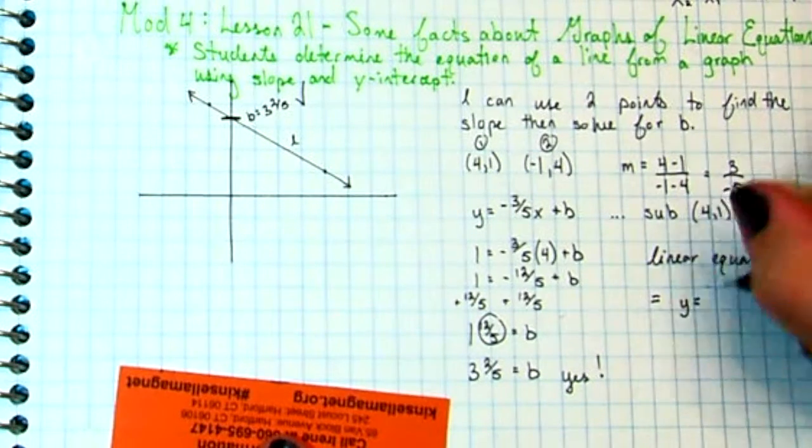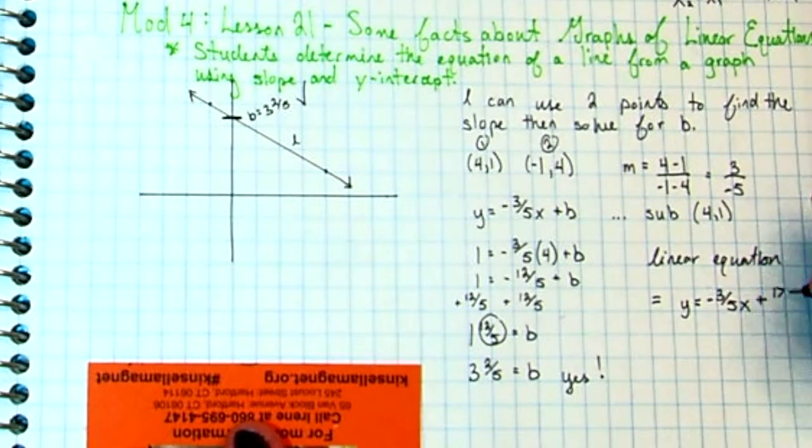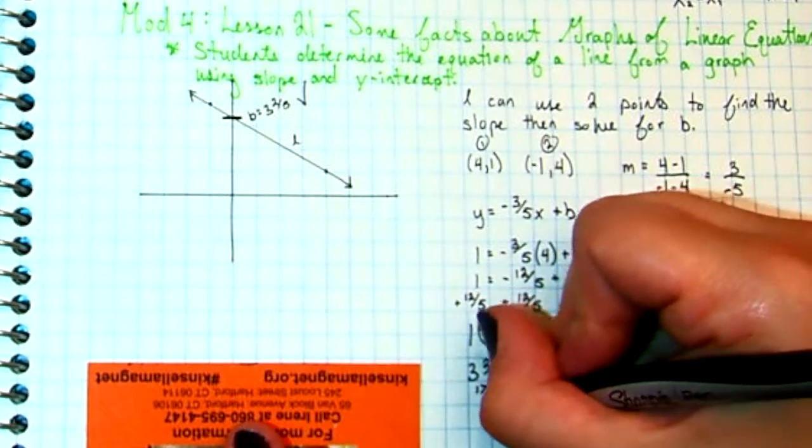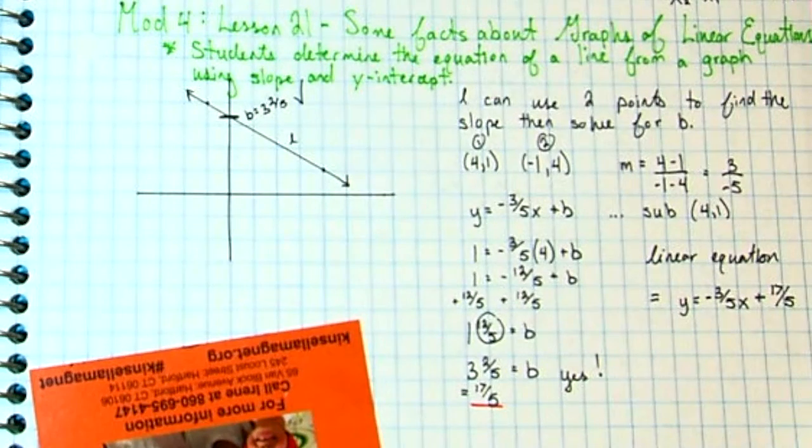So I'm going to say my linear equation for this graph is y equals -3/5 x plus 17/5 or 3 and 2/5. Those mean the same thing. I wouldn't write a mixed number in a linear equation though. I would always write an improper fraction.